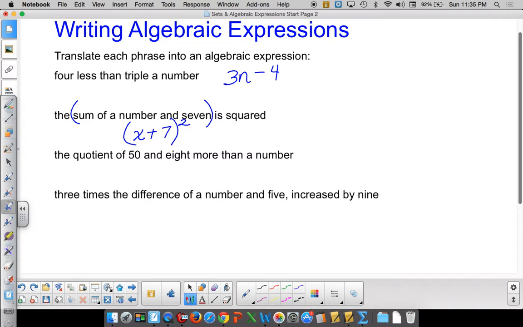Okay, the quotient of 50 and 8 more than a number. Okay, quotient, hopefully you're screaming, quotient, that's divide. So I know it's division. It's the quotient of 50 and that's my second part. 8 more than a number. Well, how do I get 8 more than a number? Say this time my number is P. 8 more than that would be P plus 8.